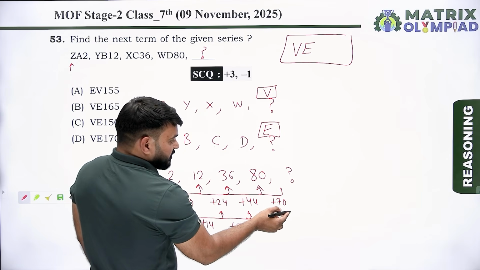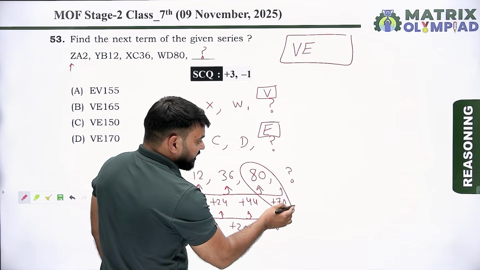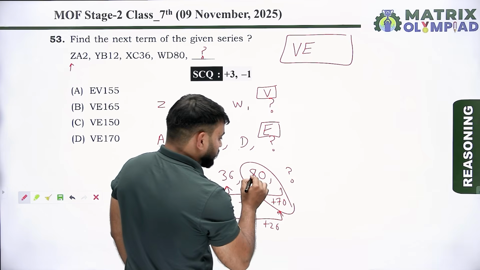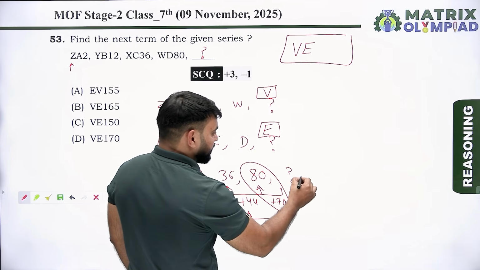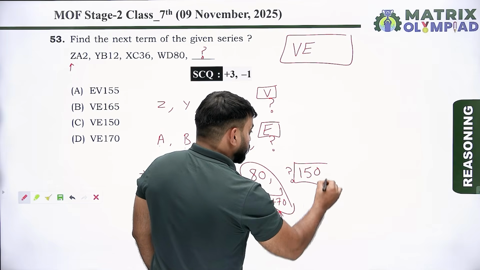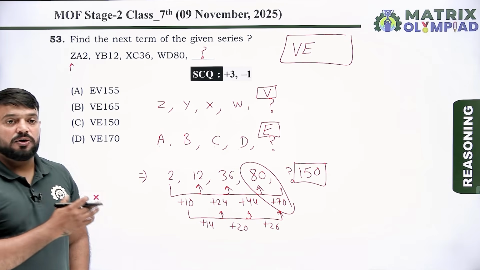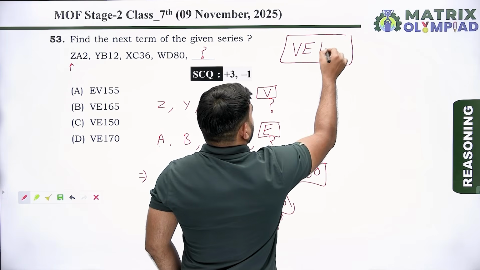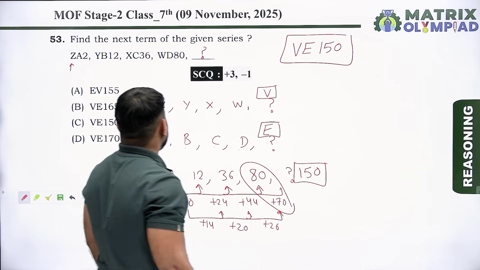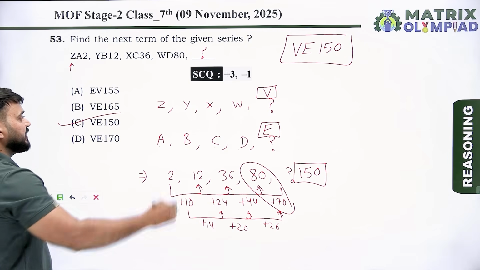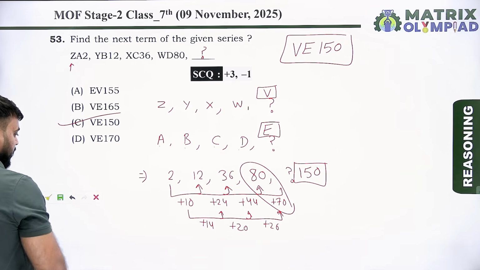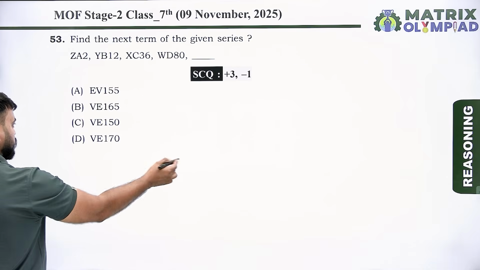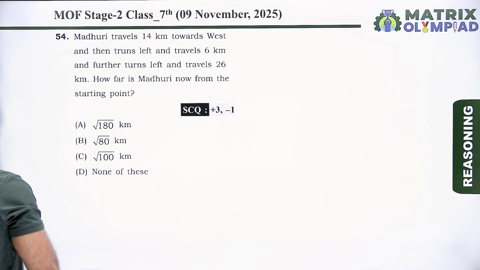So now 70 is added to 80, then we get next term. So 70 plus 80, it means 150. So missing number is 150. So missing term is VE 150. So here option C is the correct answer of this question. Let's move on to the next question. So now next question is question number 54.